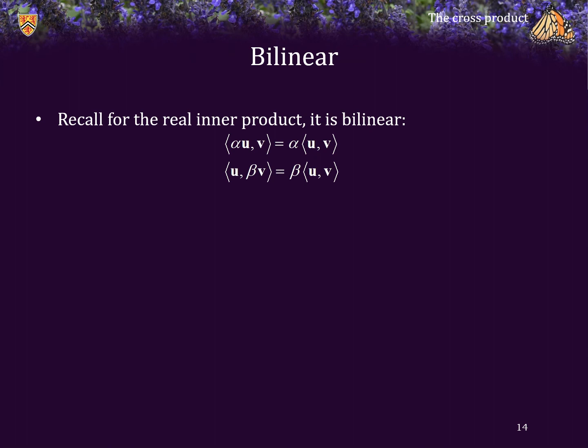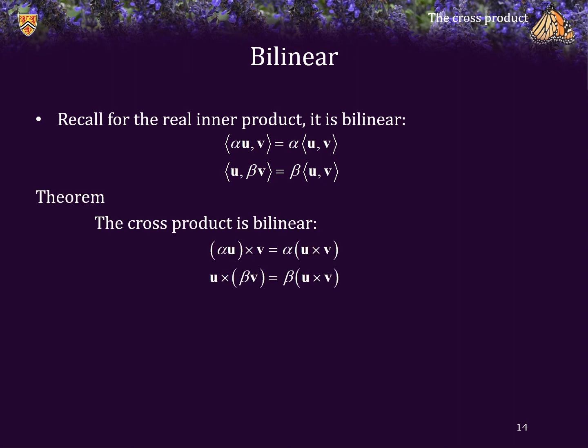Now recall that the real inner product was said to be bilinear, so it didn't matter whether or not you multiplied the first argument by alpha, that alpha came out of the inner product, or if you were to multiply the second argument by some scalar beta, that beta could also come out.